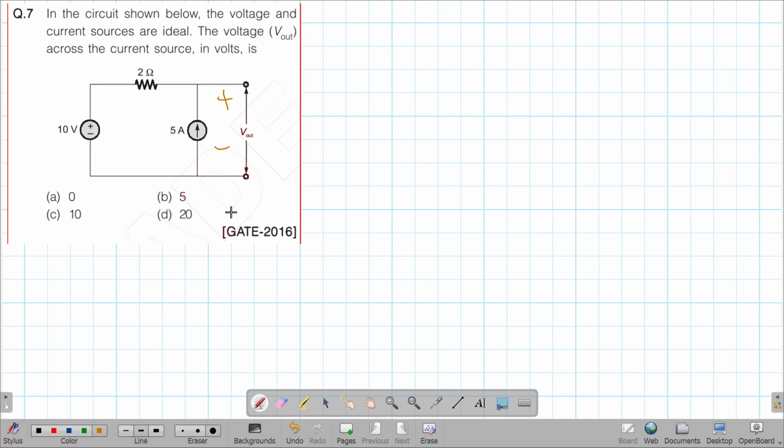Okay, let's name the terminals of current source A and B. So V out equals to VAB. Alright.